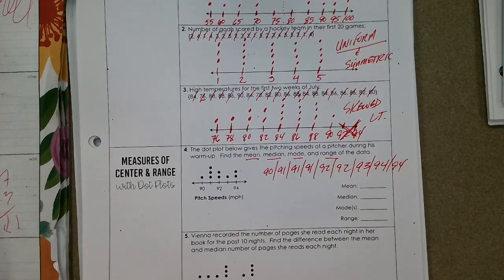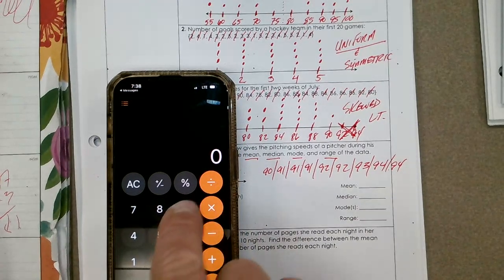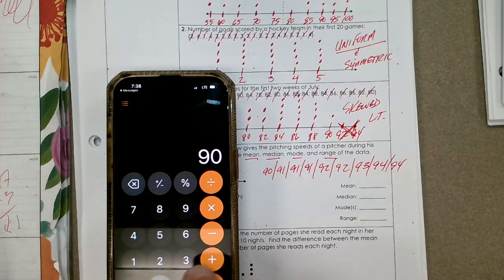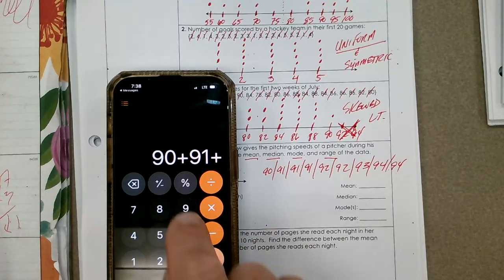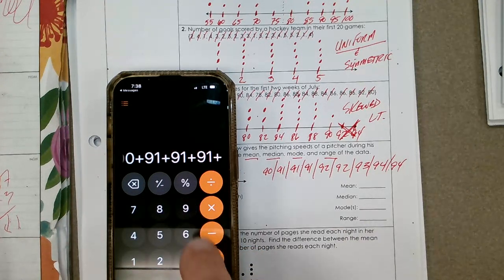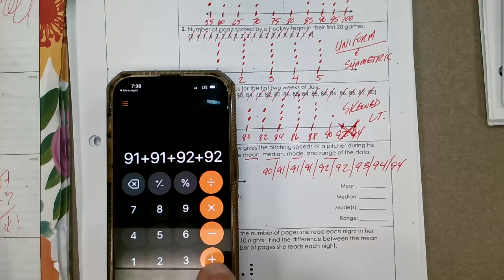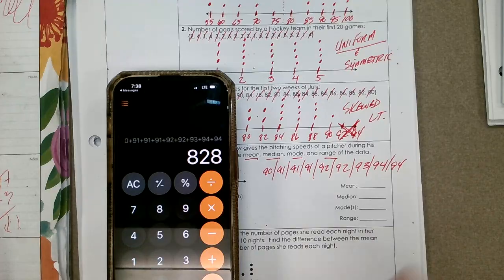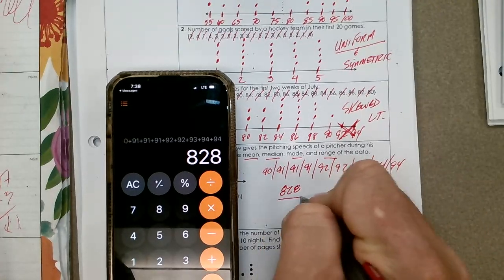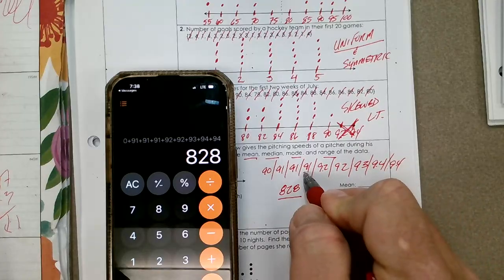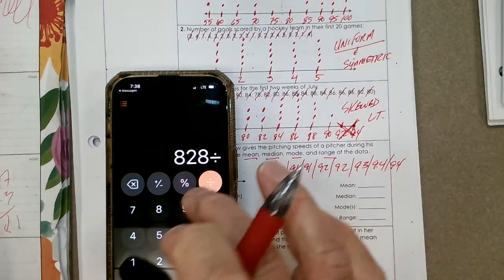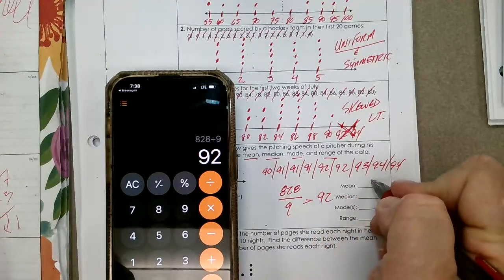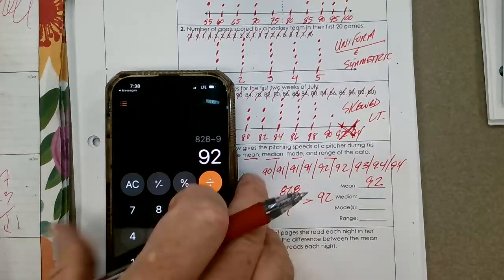Okay? Now, we need to find the mean of the data set. Okay? So, let's go. 90, oops, 90 plus 91 plus 91 plus 91 plus 92 plus 92 plus a 93 plus a couple of 94s equals, I get 828 divided by 1, 2, 3, 4, 5, 6, 7, 8, 9 is 92. So 92 is the mean, right?